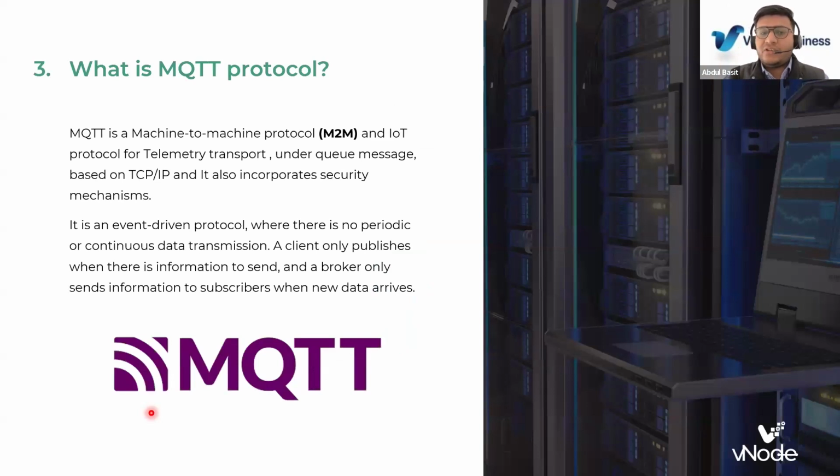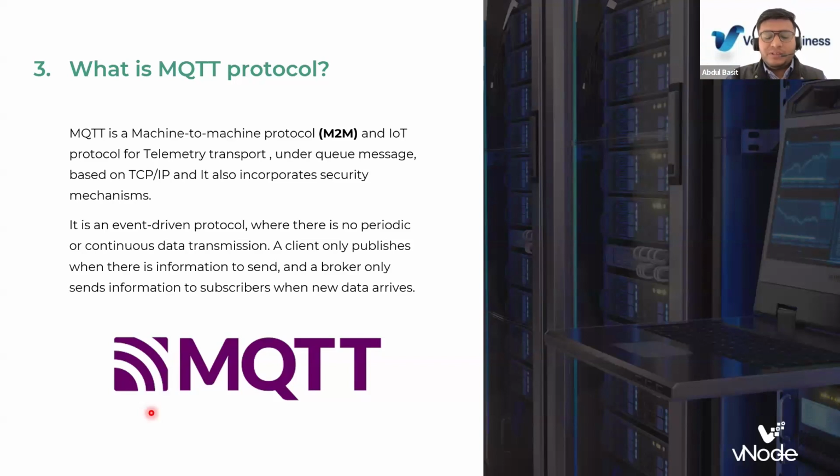The second communication technology is called MQTT. Okay, so MQTT is a machine-to-machine protocol for IoT, or for telemetry transport. It's an event-driven protocol. So, for example, when there is a change, there is no direct communication between a publisher and a subscriber. In MQTT, you have an MQTT publisher, then you have a broker, and then you have an MQTT subscriber.